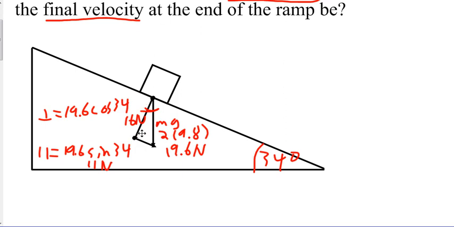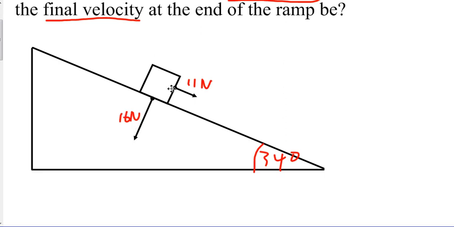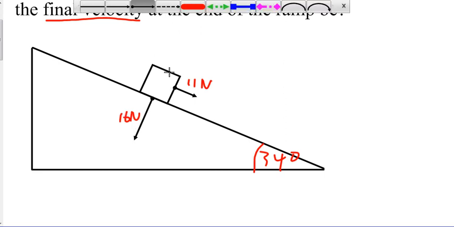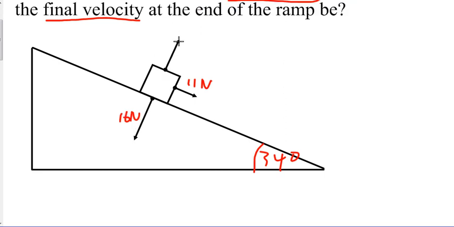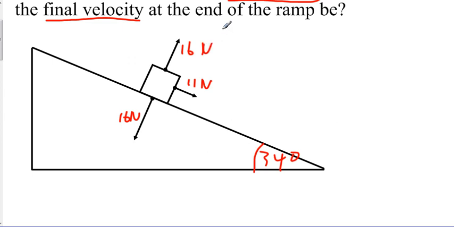And so, once I have that done, I can move this component over there. I'm going to go ahead and clean this up a little bit so it's not as cluttered. Once we found the components, we don't need to work with those anymore. And here we go. From here, the last vector that we want to add is our force normal. And since we are in equilibrium in the perpendicular, this will also be 16 newtons.